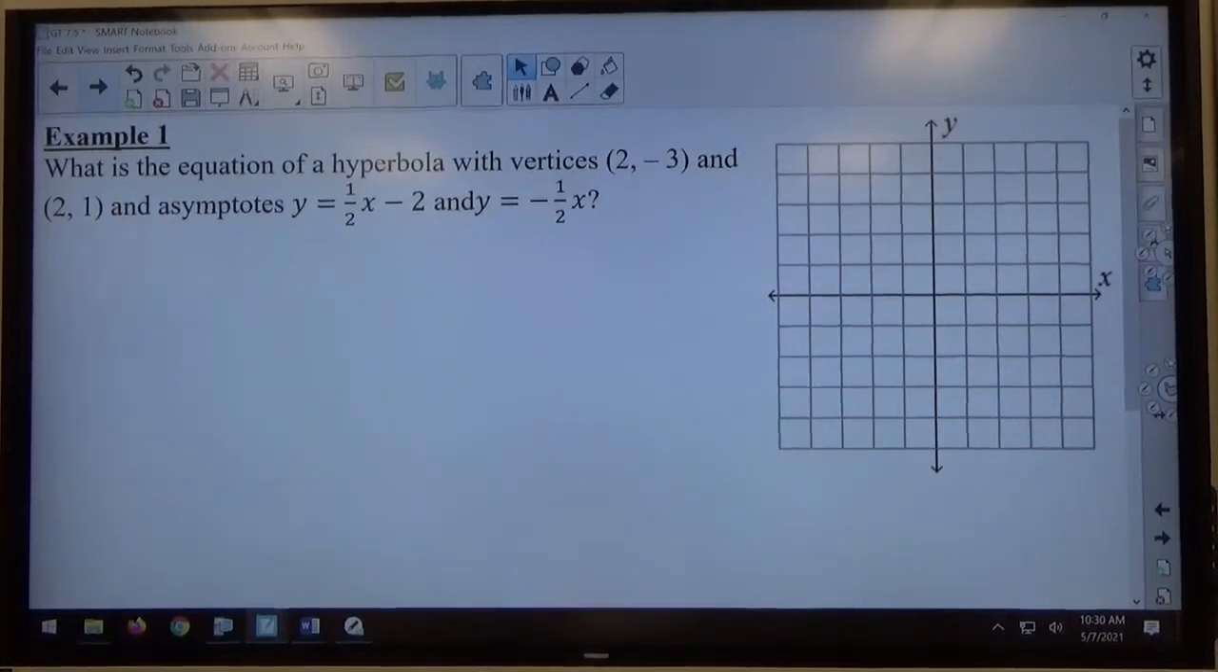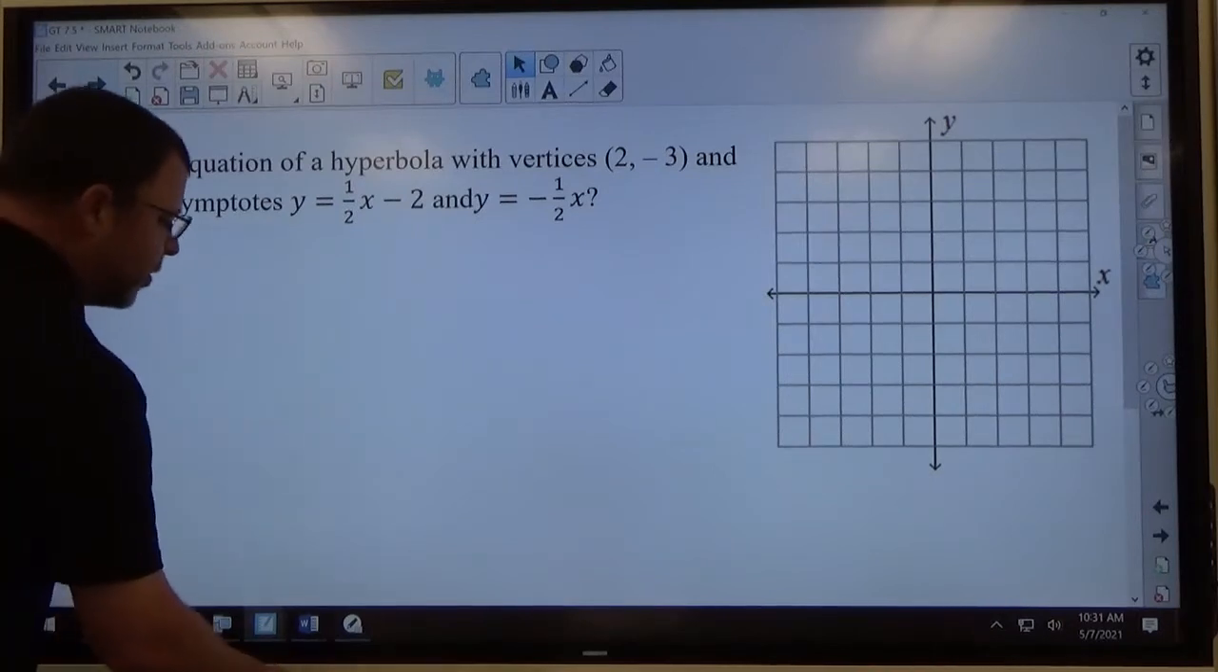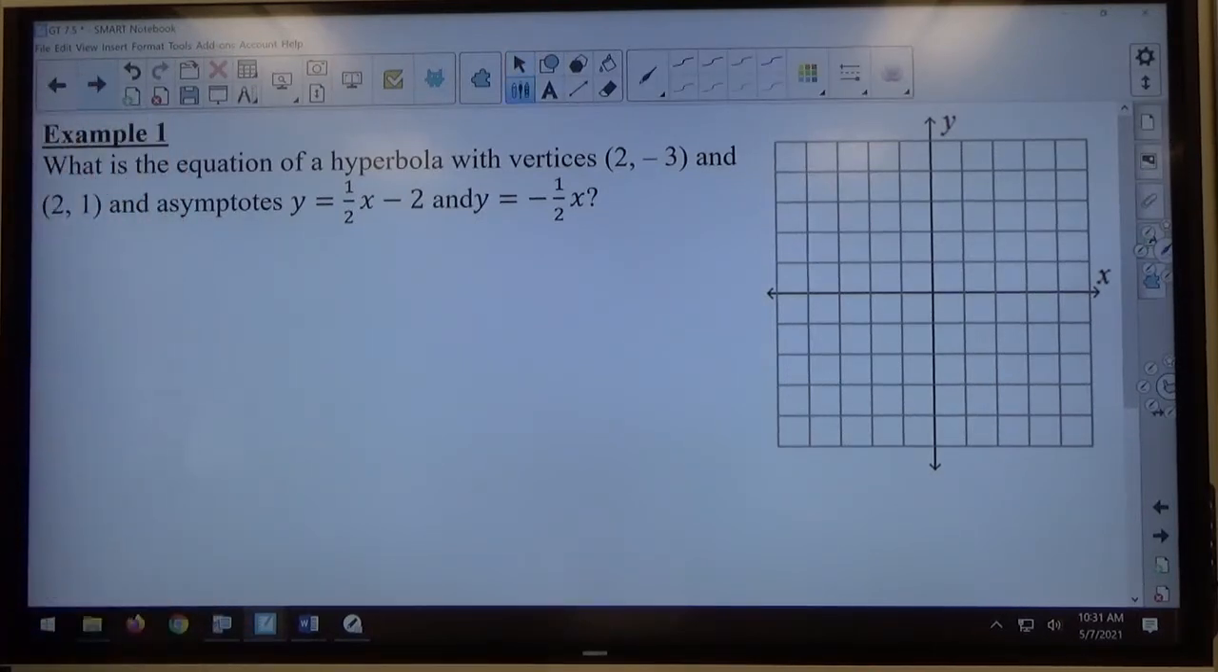All right, so it says, what is the equation of a hyperbola with vertices (2, -3) and (2, 1), and asymptotes of y equals 1/2 x minus 2, and y equals -1/2 x? Well, first off, let me give you a visualization of what a hyperbola looks like.